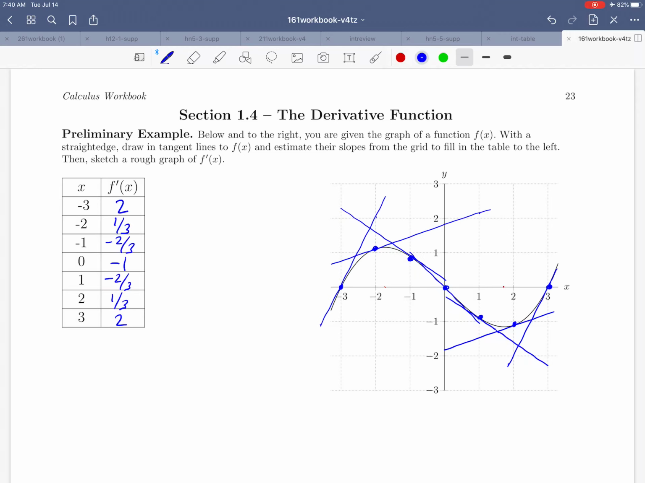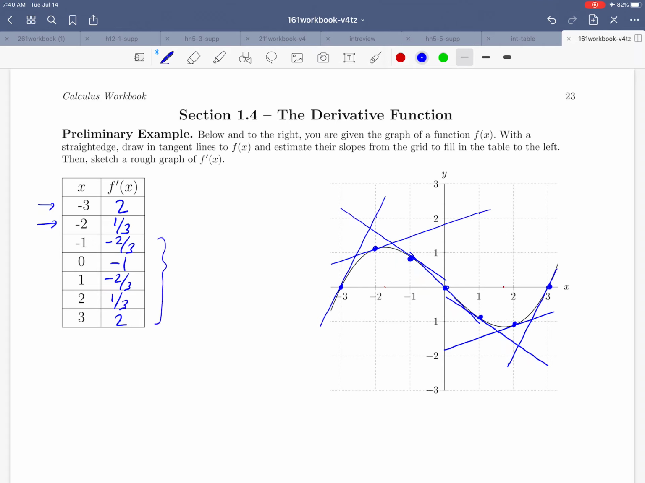Hello everybody, and welcome to the continuation of the preliminary example on page 23. So in the previous video, we actually calculated the first two numbers in this table, drew in some tangent lines and figured out the slopes. And I asked you to fill in the rest of the table, so you can compare your numbers to the numbers that I got here.